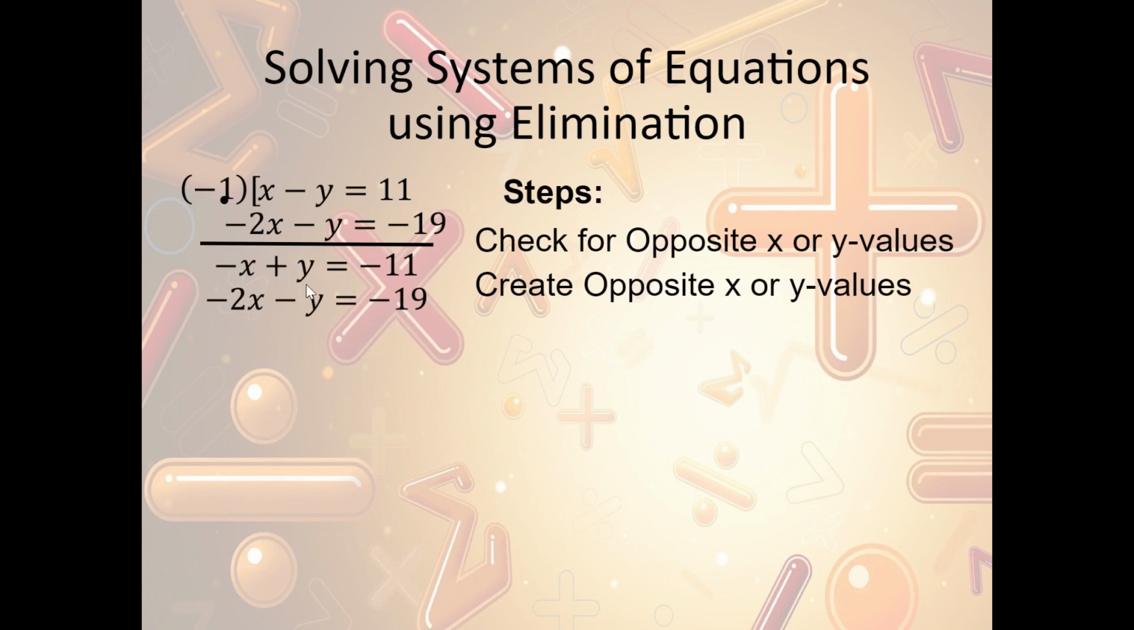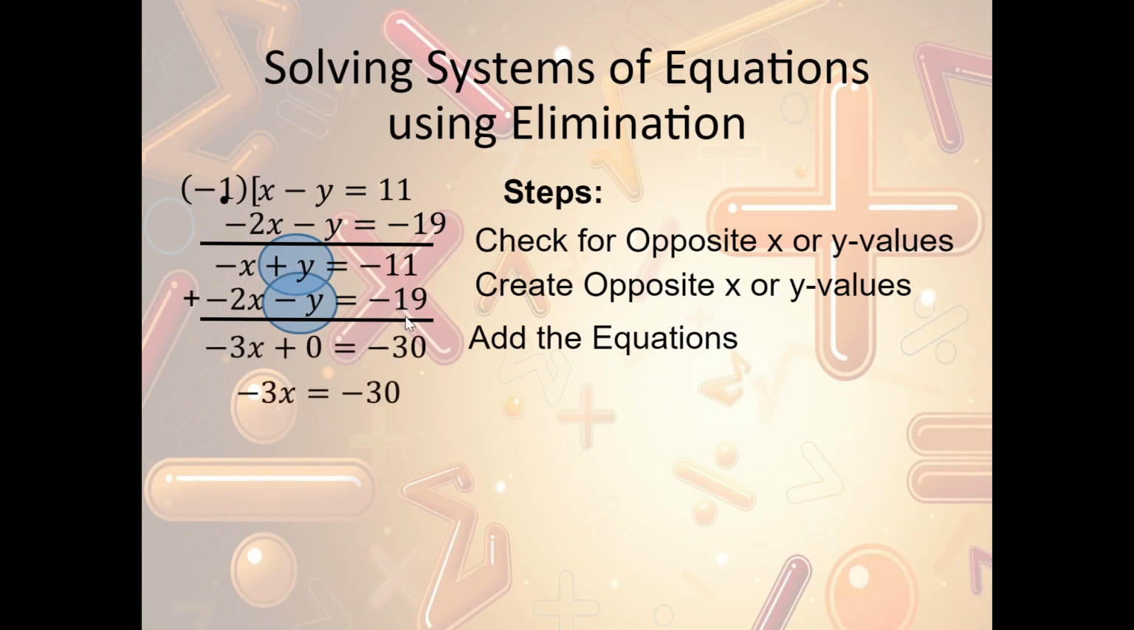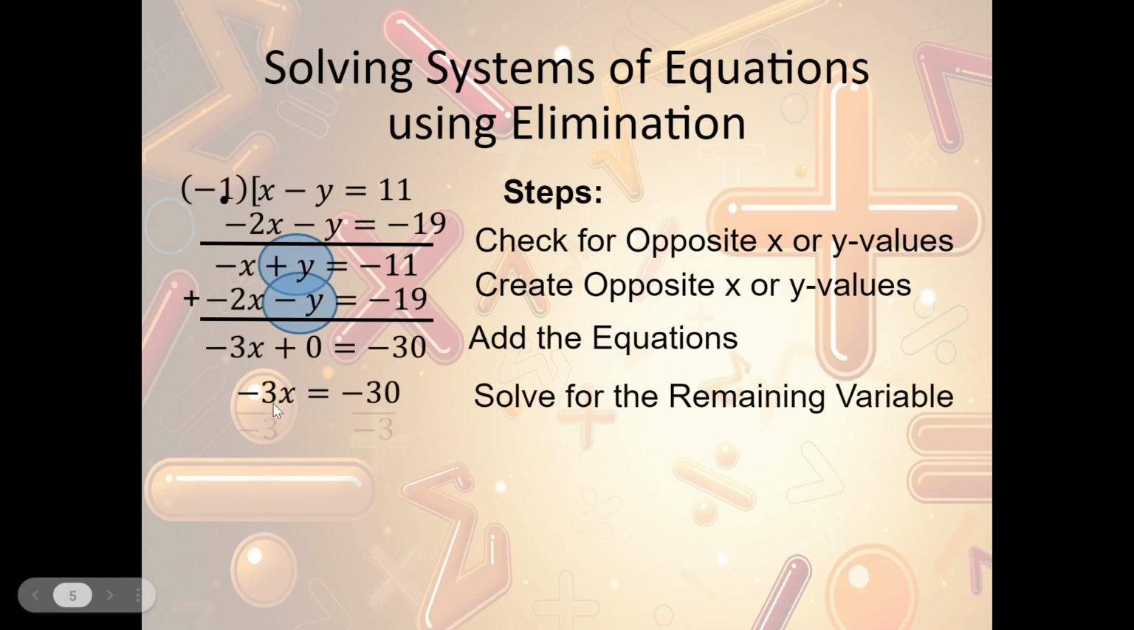So now, notice we have opposite x and y values. So now we just follow the steps we did previously. We're going to add the equations together, and we get negative x and negative 2x is negative 3x. The y's cancel out. And we get negative 11 plus negative 19 is negative 30. So we have negative 3x is equal to negative 30. Now we just solve. We divide both sides by negative 3, and we get x is equal to negative 30 divided by negative 3, which is positive 10. So there's our x value.